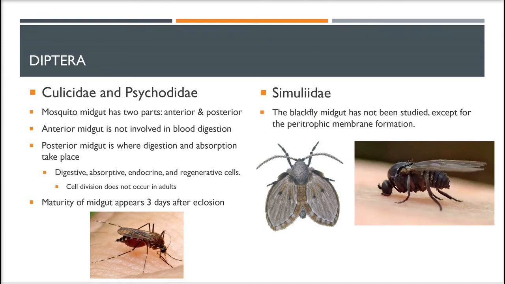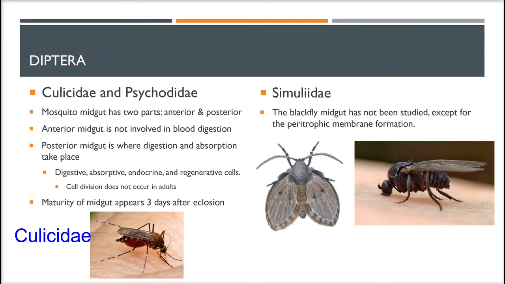Diptera. Culicidae, or the mosquito, has two regions of the midgut. These are the anterior and posterior. The anterior midgut does not involve blood digestion. The posterior midgut is where digestion and absorption take place. All four types of cells are located within the vector. Cell division does not occur in adults.